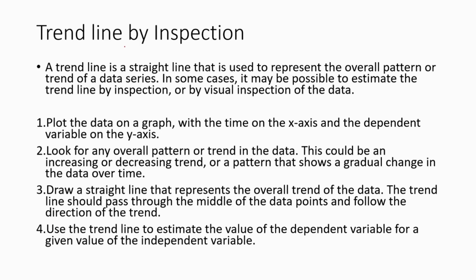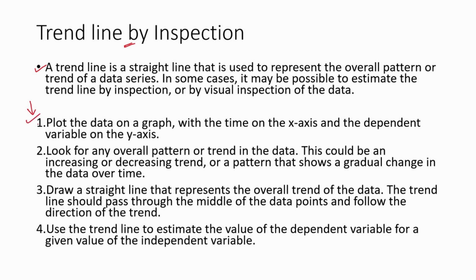Let's discuss the trend line by inspection. A trend line is a straight line that is used to represent the overall pattern or trend of a data series. In some cases, it may be possible to estimate the trend line by visual inspection of the data. These are the steps we can follow in order to find the trend line by inspection.